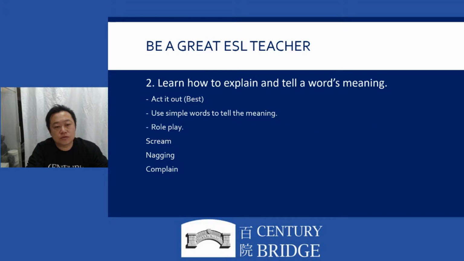The second is to learn how to explain and tell a word's meaning. There are three ways. First is to act it out, the second is to use simple words to tell the meaning, and the third is to role play it. First is simply to act it out. That's the best way and very direct.